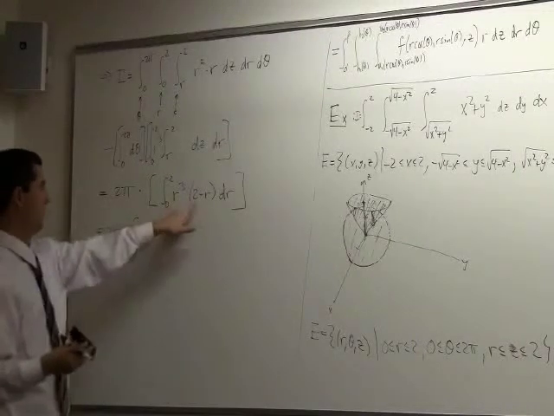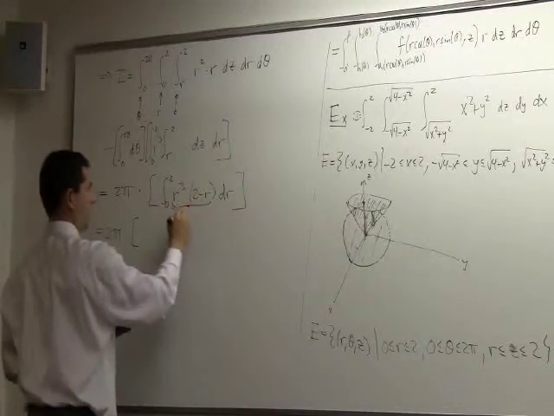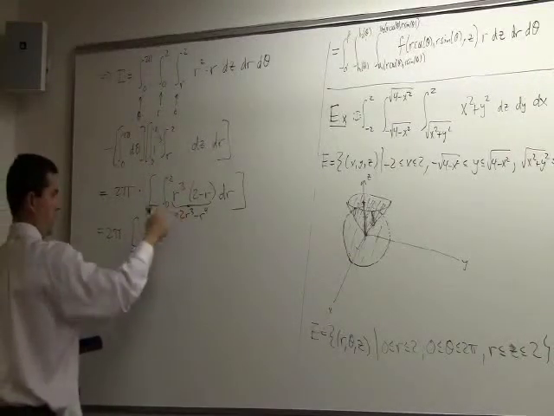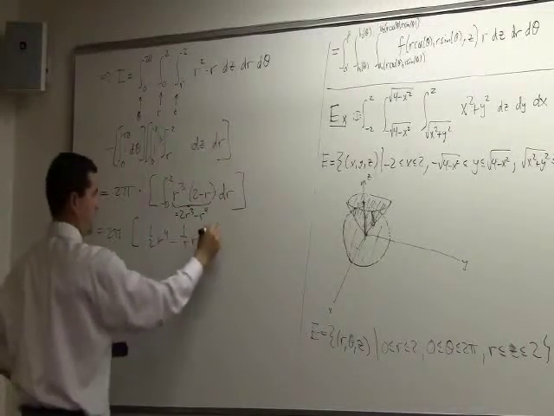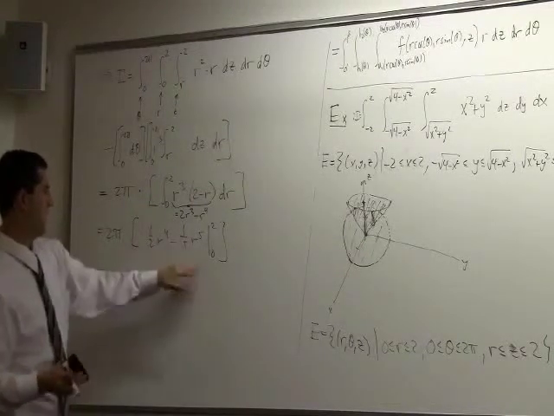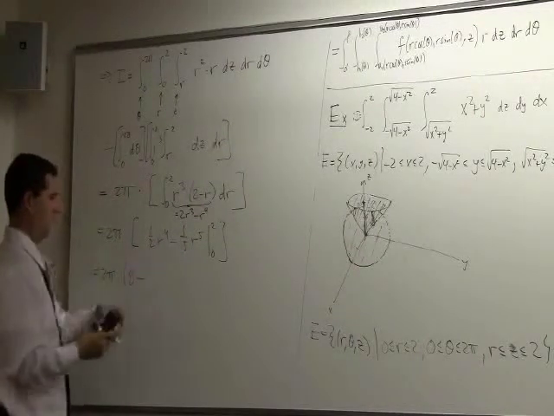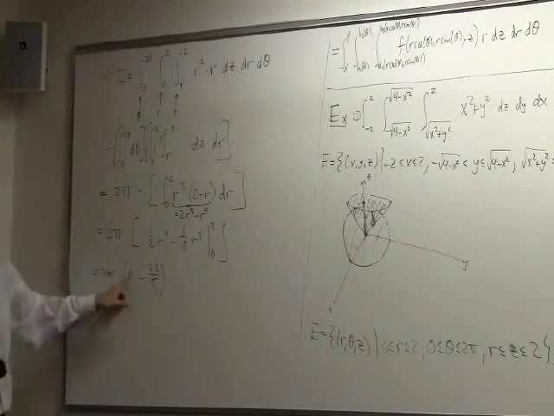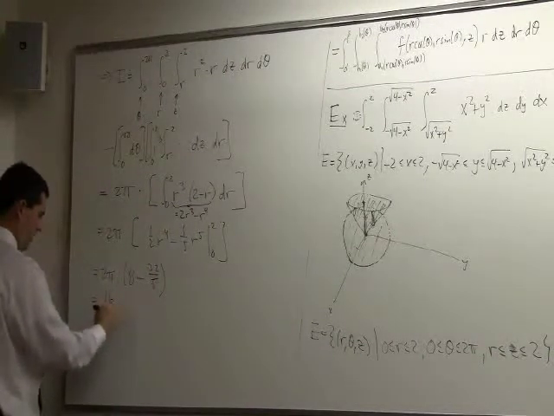Okay, so this is 2r cubed minus r to the 4th. So this will be 1/2 r to the 4th minus 1/5 r to the 5th, evaluated at 0 and 2. When you put in 0, it dies, so you just need to evaluate at 2. So that's 16 over 2, which is 8, minus 32 over 5. That's 40 over 5 minus 32 over 5, which is 8 over 5. Times 2 pi is 16 over 5 pi.